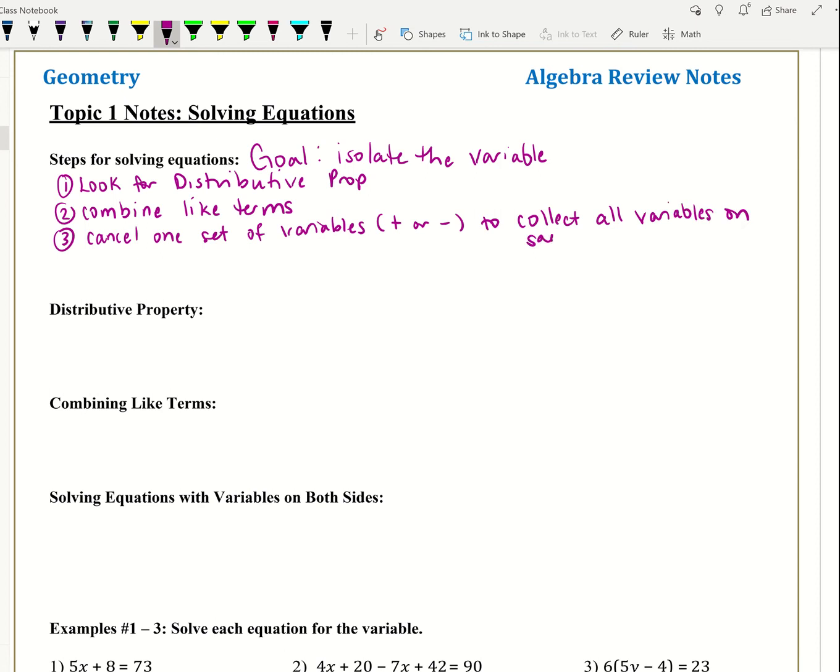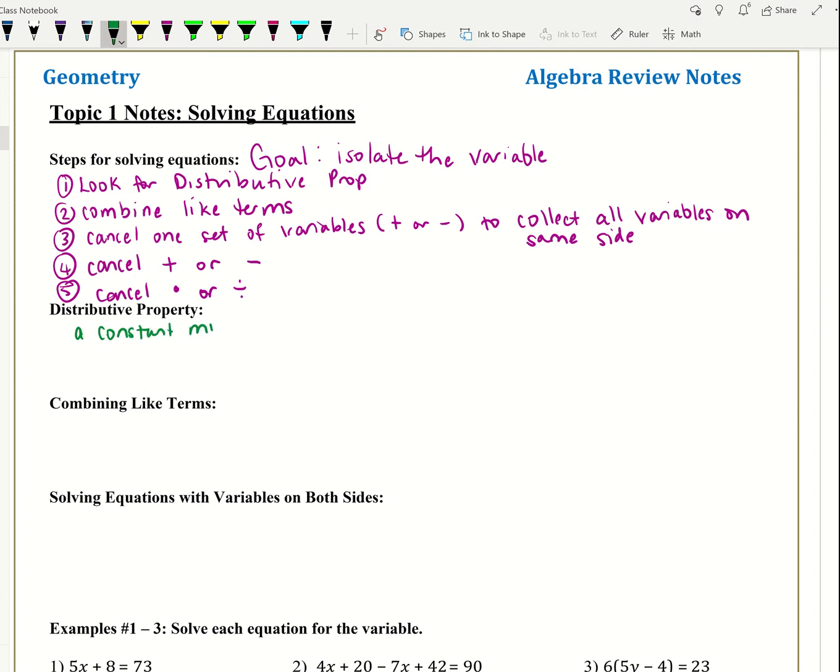After you've done that, you would want to cancel any addition or subtraction by using the inverse operations. And then after that, you would cancel any multiplication or division. And that should allow you to have your variable completely isolated.